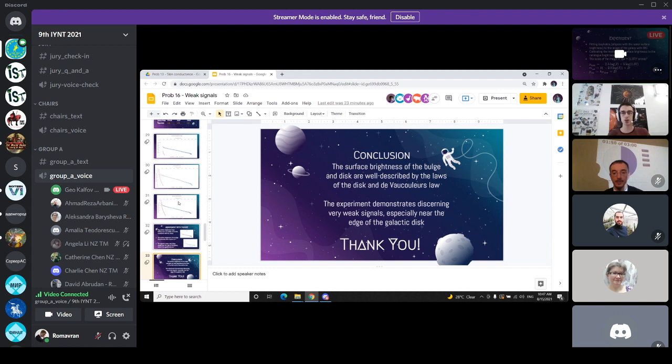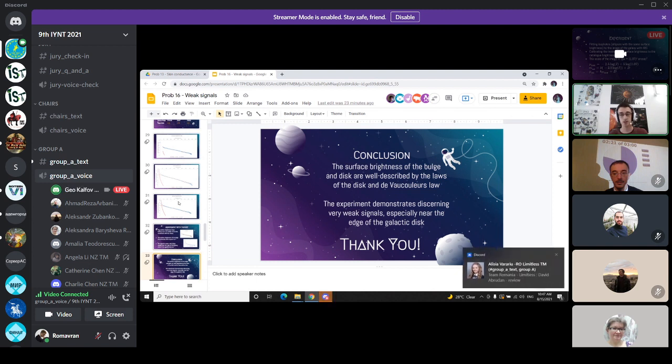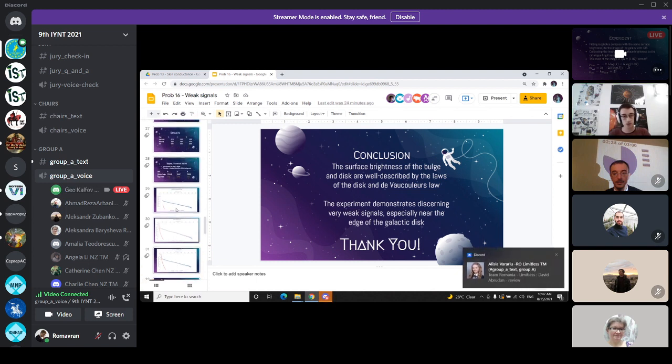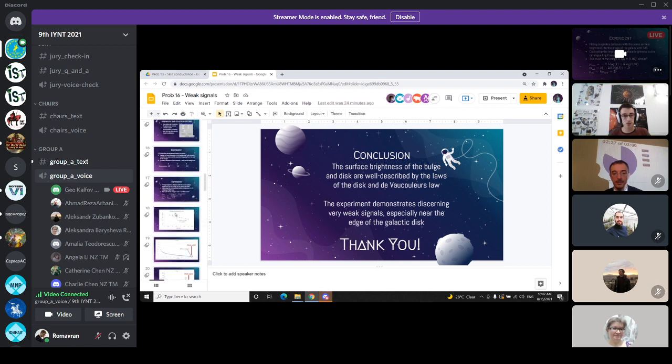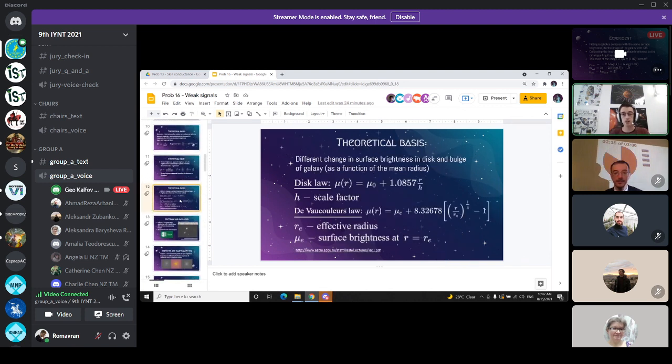Well, there isn't a strict definition to where a bulge ends and where the disk starts. However, this can be obtained by the models we fitted with the laws. The de Vaucouleurs law is valid for the bulge, and the disk law is valid for the disk. These different changes in the surface brightness correspond to the different laws. Okay, could you go back to your slide and show us the laws? I'm not sure what slide number it was. I don't think you had slide numbers. Yes. Thank you. Here are the laws.